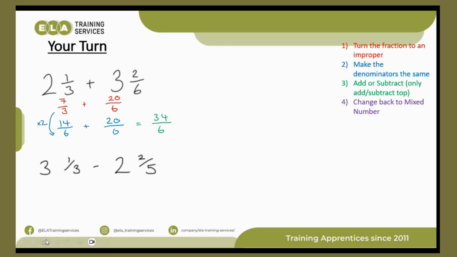And then we're going to turn it to a mixed number by saying how many 6s in 34. So how many 6s in 34 is 5 and 4 6s. We can then simplify to 5 and 2/3 by dividing by 2. Okay, so well done if you got that. Let's now have a go at the second question.